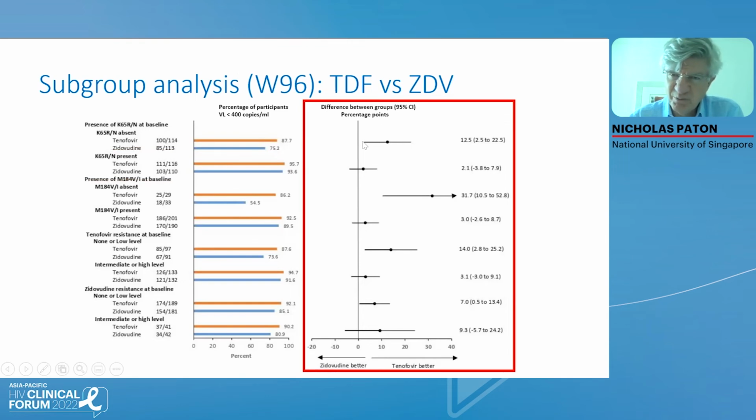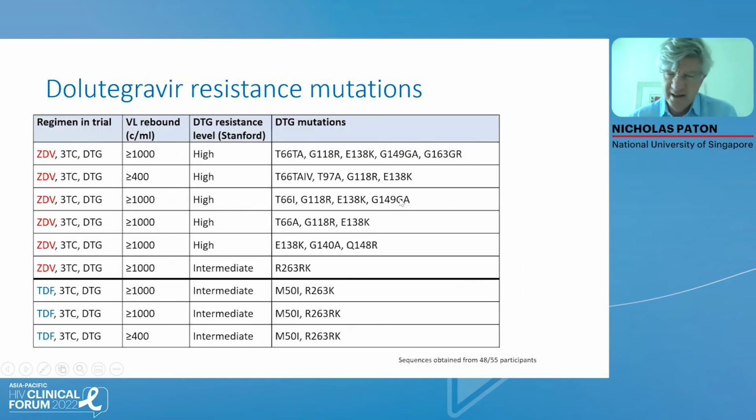And again, if you look at the spread of the subgroups, anything to the right of this line, the point estimate, tenofovir is better. So you can see in a number of subgroups, tenofovir is doing better than zidovudine, and in none of the subgroups was there a suggestion that zidovudine was doing better on this side of the line. So again, a fairly clear result.